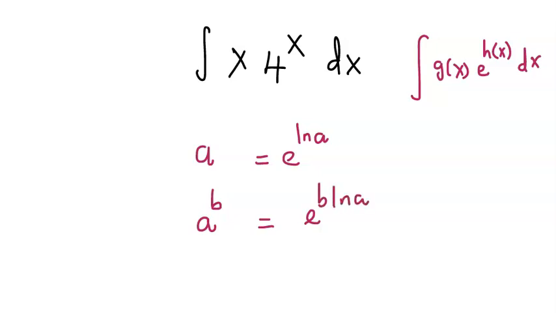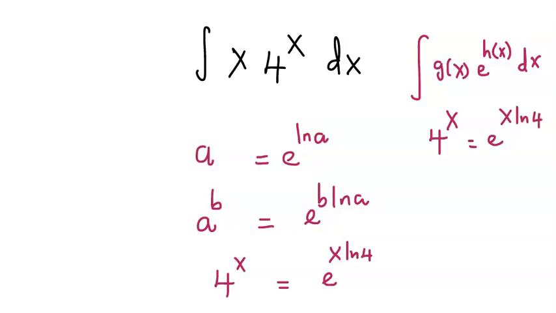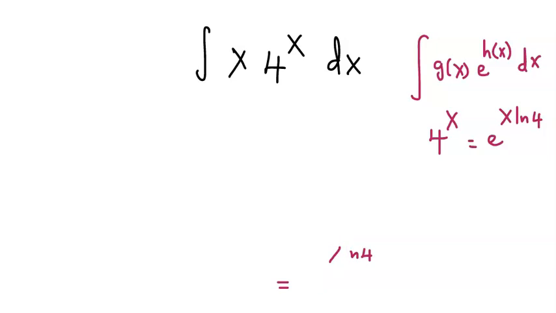So if you use this idea here, then 4 to the power of x is going to be equal to e raised to the power of x multiplied by the ln of 4. So let's keep this aside. So we have that 4 raised to the power of x is equal to e to the power of x multiplied by the ln of 4. Cool. Are you with me? Then let's call this integral I before we proceed.